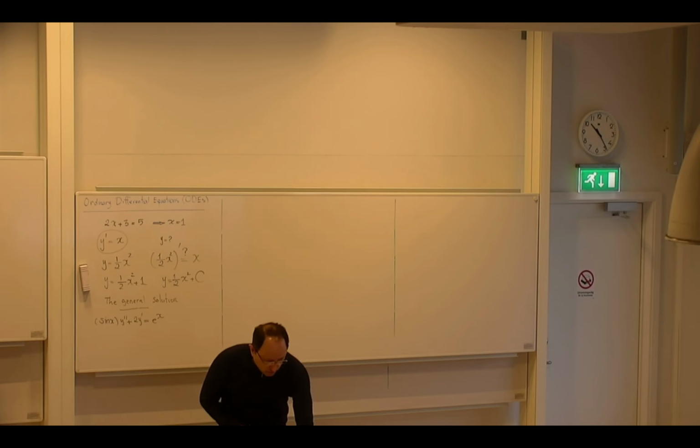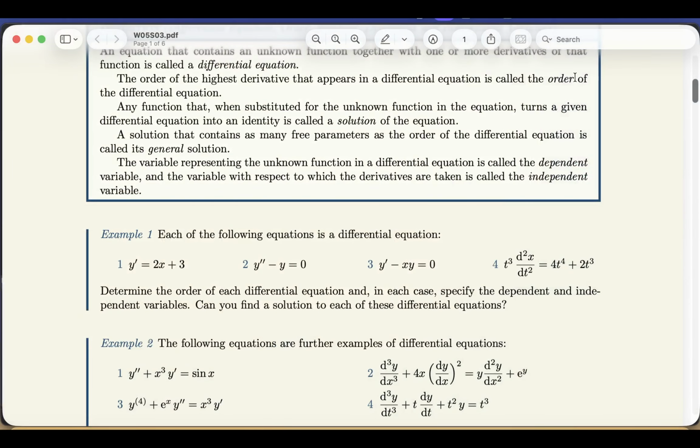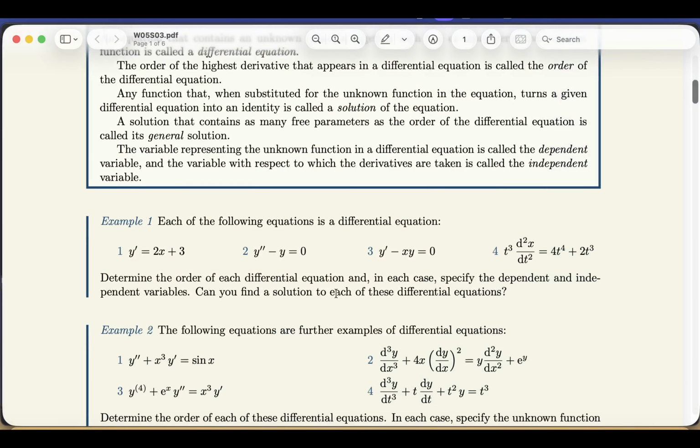So for example, if I go back to example 1, I have given you a bunch of differential equations, 4 of them. I just want to go through them very quickly. I want to determine the order of each differential equation, and in each case specify the dependent and independent variables. Can you find a solution to each of these differential equations? This is just warming up. We don't have to learn how to solve these kinds of differential equations. Okay, so let us go to number 1.